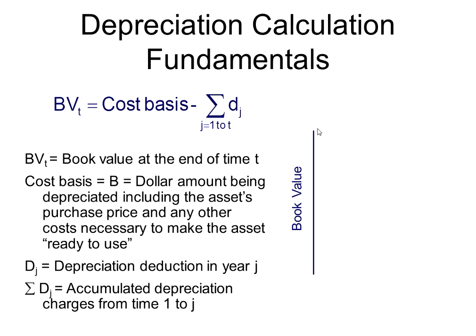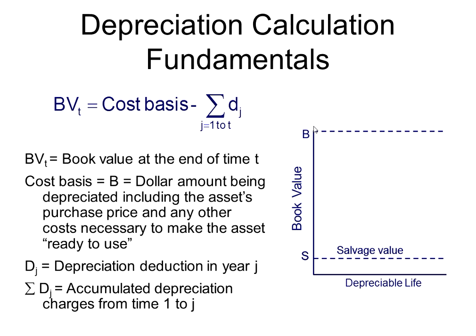Let's take a look at the change in the book value through time. The vertical axis will denote the book value, and the horizontal axis denotes the time, which will give us the depreciable life. At the start of the life, we start with B, which is the cost basis. This is the dollar amount that's being depreciated, and this is the salvage value. This is how much we're going to get for the asset at the end of the depreciable life.